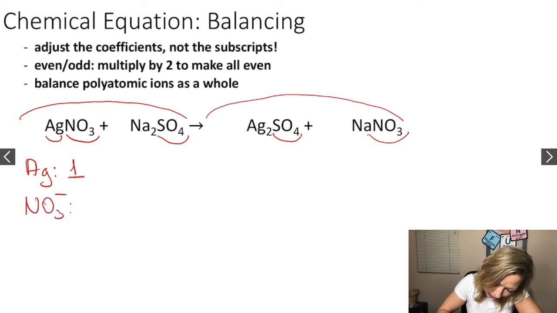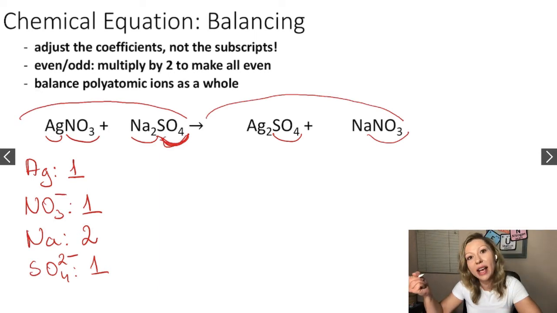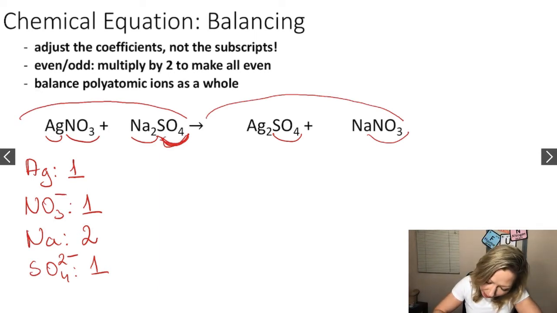NO3 minus, those are my nitrate ions. On my reactant side, I have one only. Sodium, I have two. Sulfate ions, SO4 2 minus, is going to be one only, right? Because I only have one SO4 there. Okay, how about the product side?